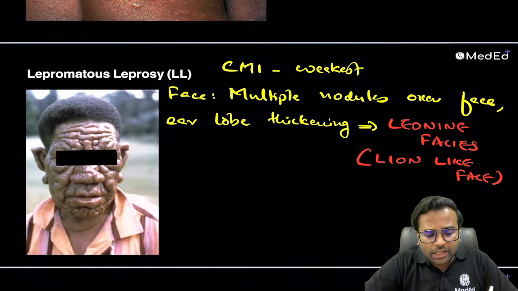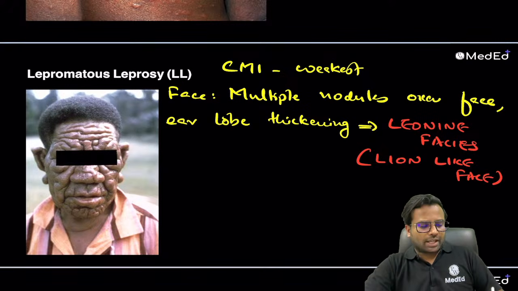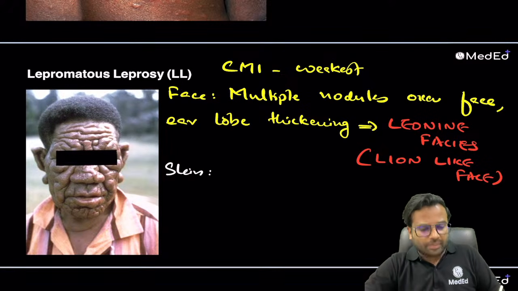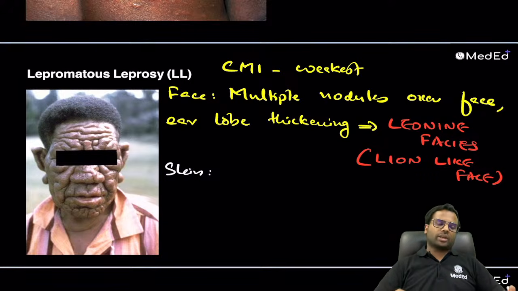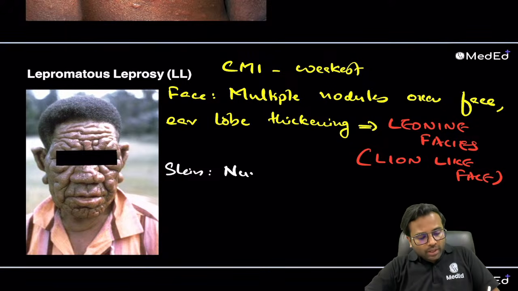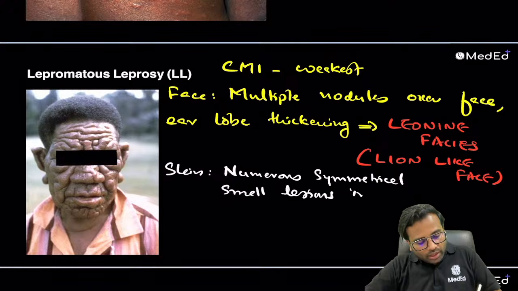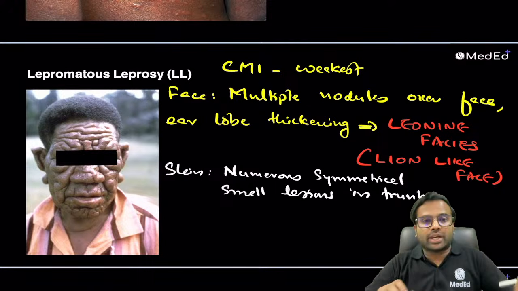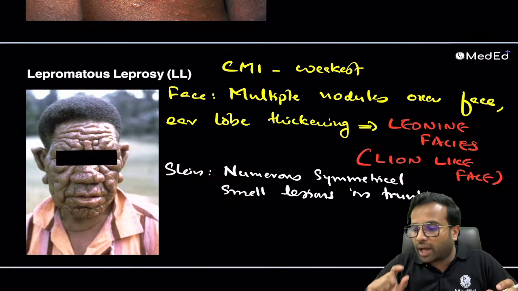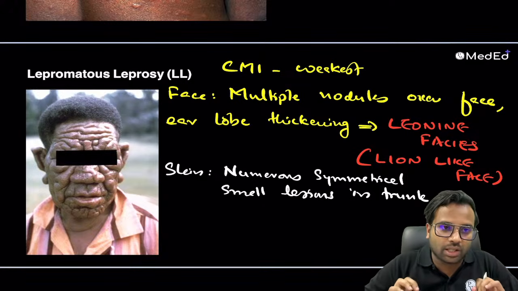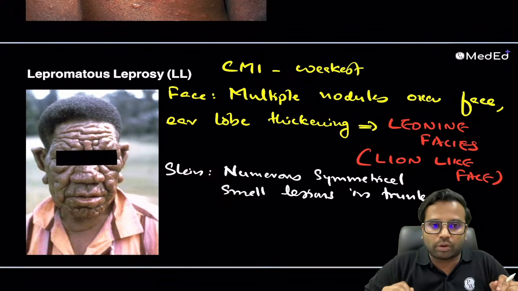But since in this patient the cell-mediated immunity is very weak, you'll find lot other symptoms as well. Let's say what happens to the skin. जैसे in trunk क्या होता है कि you can see numerous symmetrical small lesions in the trunk. Here you can see a lot of small hypopigmented lesions in the trunk. So that is what you can see in a lepromatous type of leprosy.